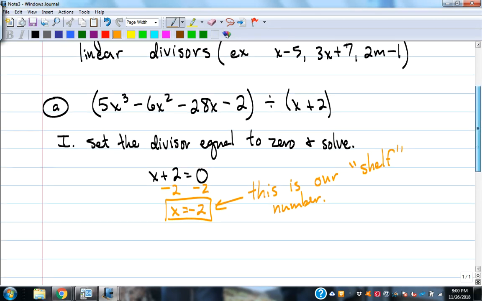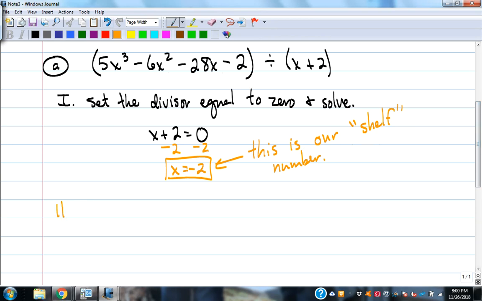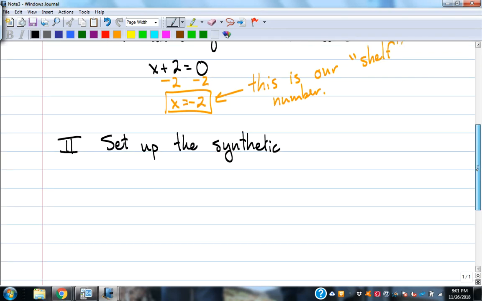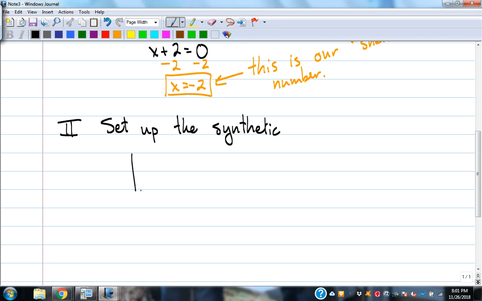Now the next thing you do is set up synthetic division. And this is how you set it up. You make yourself this L shape that's laying down. Usually it takes up 2 lines of notebook paper. You're going to make that shape looking like that. On this little shelf on the outside, you see the little shelf hanging on the left? That's where the negative 2 is going to go.